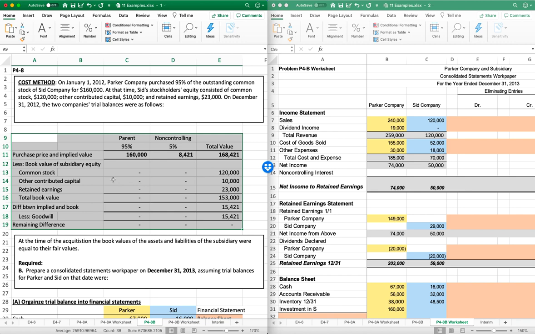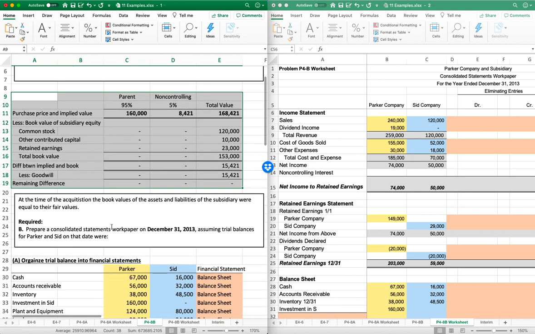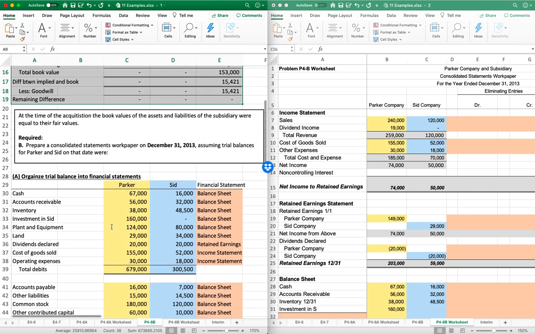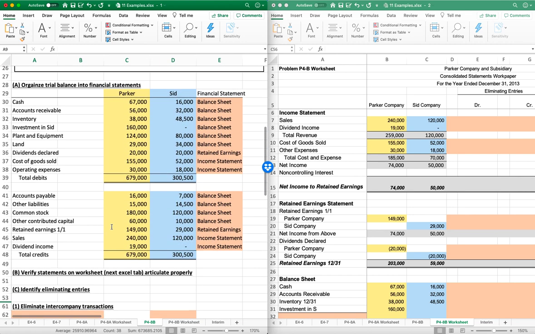We do need a little bit more information to move forward in time though, because as time has gone on, our parent has bought and sold things, our subsidiary has bought and sold things. And so now they have two new sets of trial balances. So we have a brand new trial balance for our parent company, and we have a brand new trial balance for our subsidiary company. Remember last class, we talked about how we need to take these trial balances that are arranged as debits and credits and turn them into financial statements.